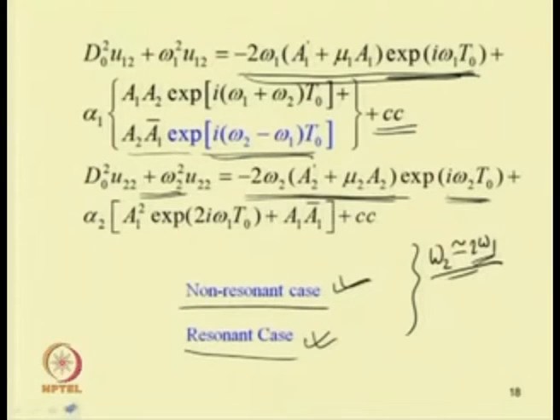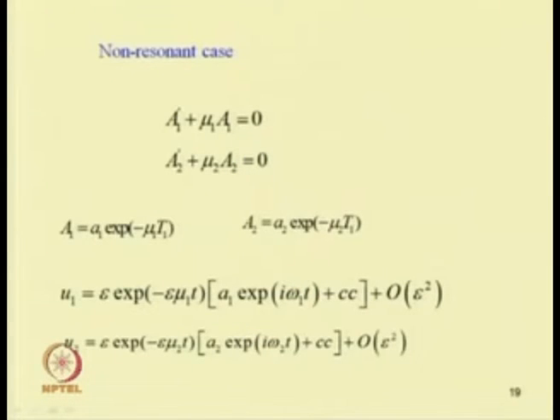So, we have two terms to eliminate. The first term is a 1 dash plus mu 1 a 1 equal to 0, and the second term is a 2 dash plus mu 2 a 2 equal to 0. So, now the solution of this: d a 1 by d t 1 plus mu 1 a 1 equal to 0. Similarly, d a 2 by d t 2 plus mu 2 a 2 equal to 0. So, the solution is a 1 equal to a 1 e to the power minus mu 1 t 1, and similarly a 2 equal to a 2 e to the power minus mu 2 t 1, and the solution u 1 now.